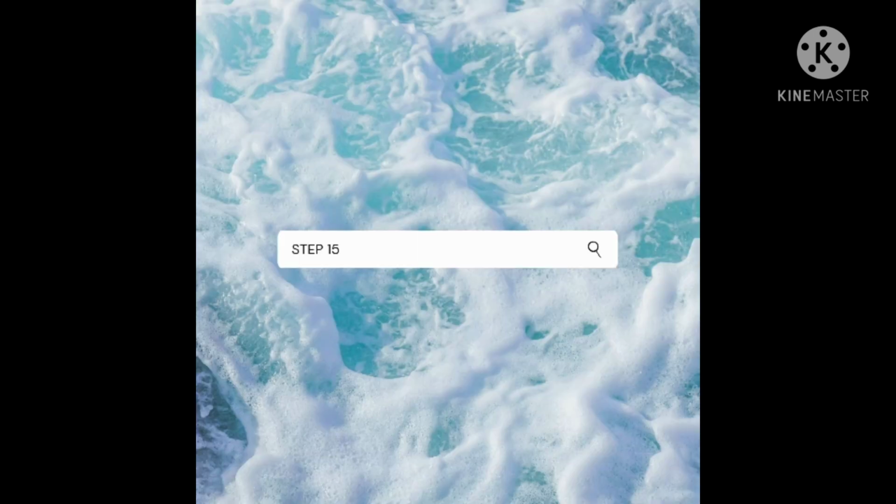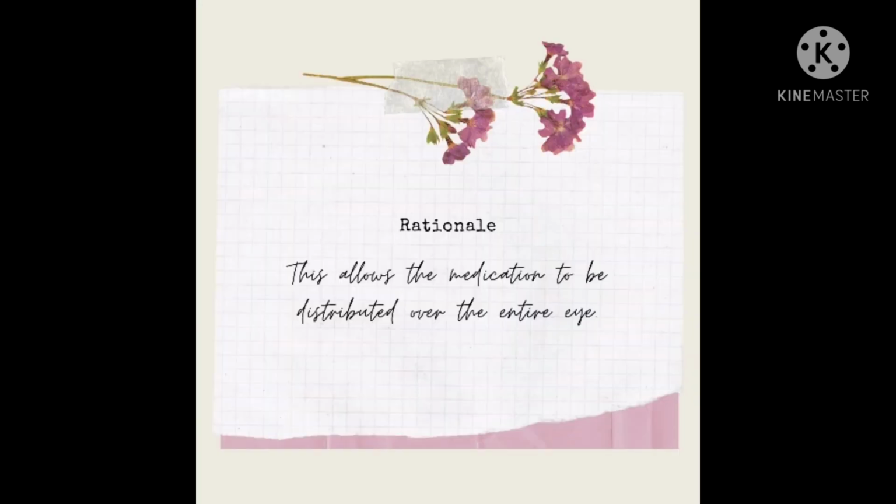Step 15. Release lower lid after eye drops are instilled. Ask patient to close eyes gently. This allows the medication to be distributed over the entire eye.